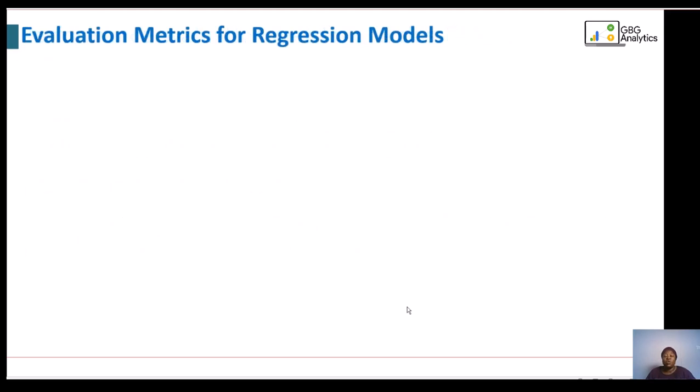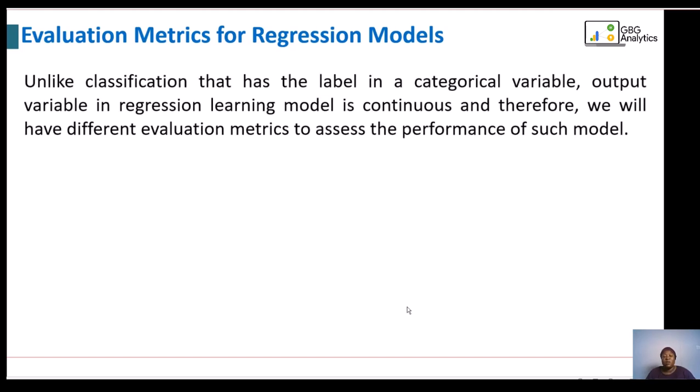So what about the evaluation metrics for regression models? We have defined in our earlier classes that, unlike a classification model, where the labels are categorical variables, the output of a regression model is continuous. They are numeric values. Therefore, we will have different evaluation metrics to assess the performance of such models.